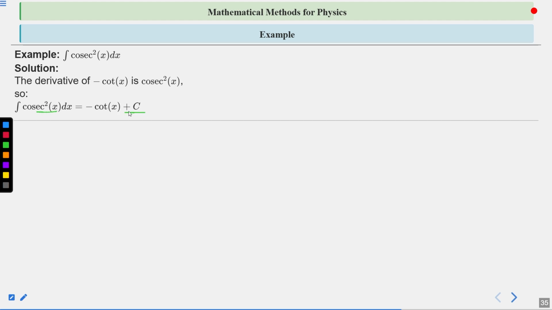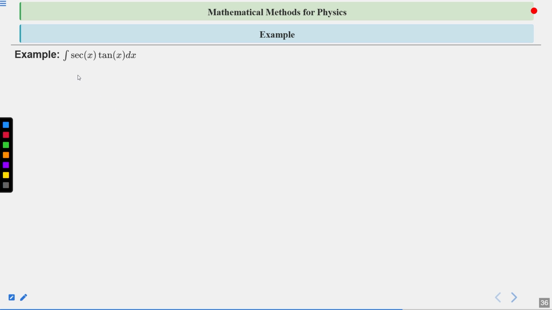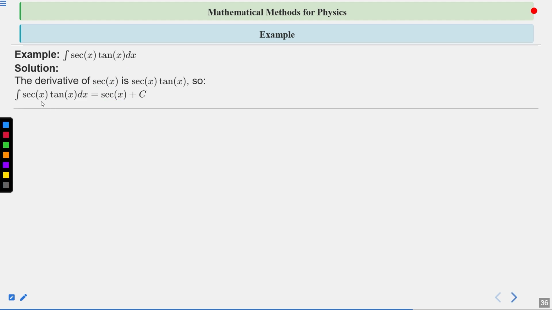We know integration is the reverse process of differentiation and vice versa. Integration of sec x tan x dx is what? Solution. The derivative of sec x is sec x tan x. So the integration of sec x tan x dx is equal to sec x plus c.